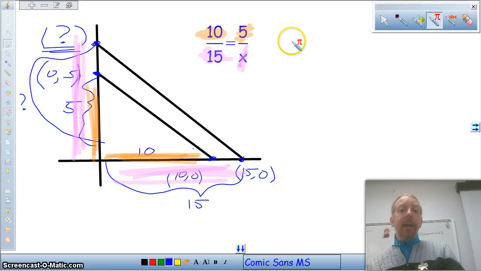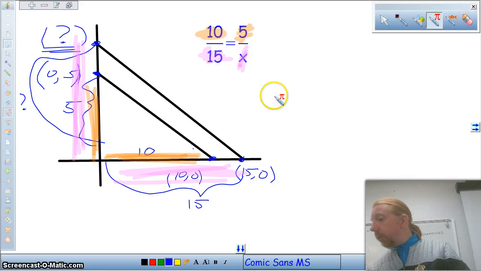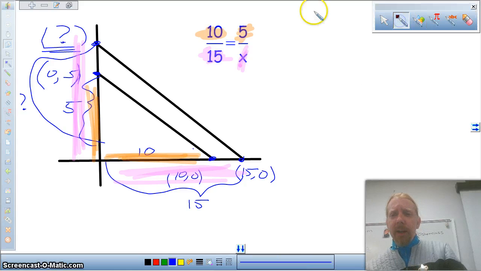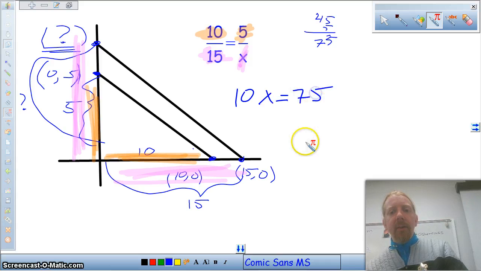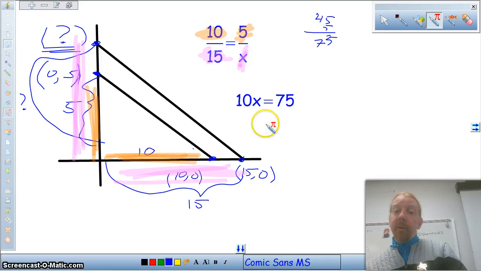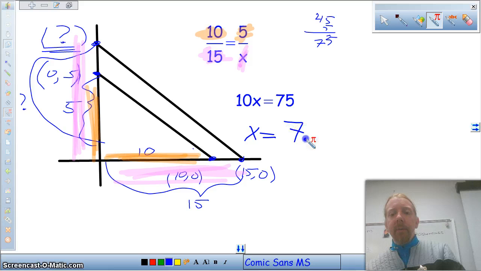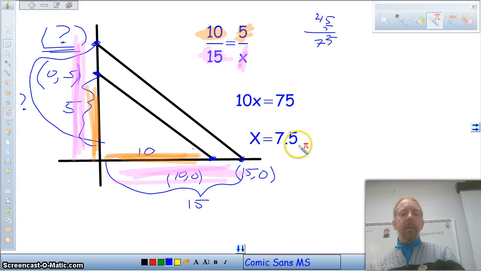And now I can go ahead and do whatever this asks me to do. I'm a little rusty on my 5's tables. 15 times 5, 5 carry the 7, 75, there you go. So that's going to give me, cross multiply, I get 10x is equal to 75. Divide both sides by 10. I get x is equal to 7.5.